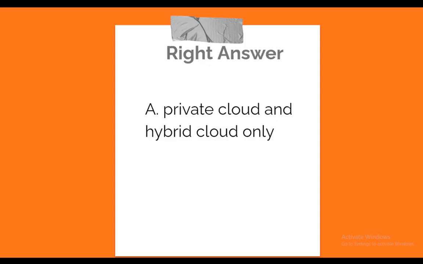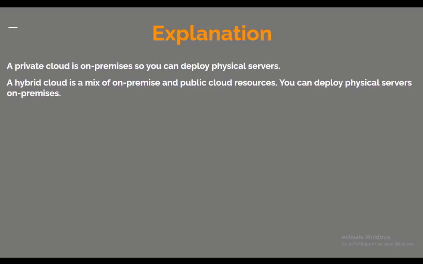And the correct answer is option A, private cloud and hybrid cloud only. Explanation. A private cloud is on-premises, so you can deploy physical servers. A hybrid cloud is a mix of on-premise and public cloud resources. You can deploy physical servers on-premises.